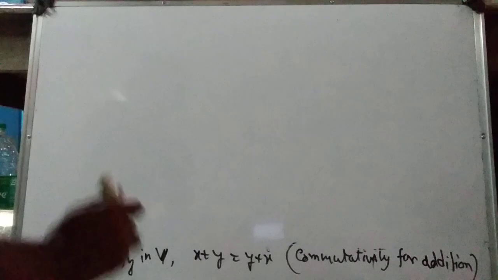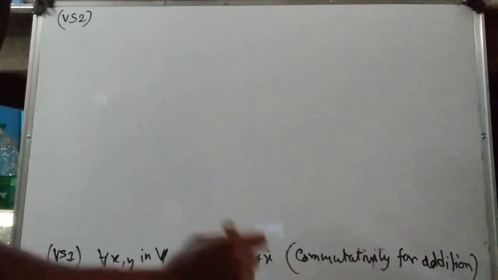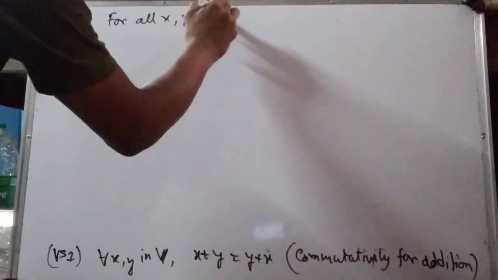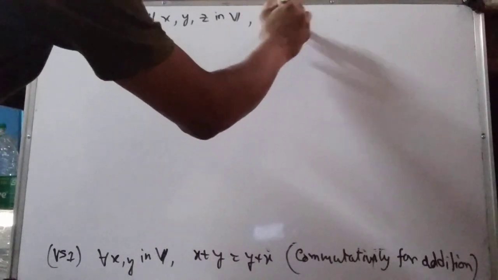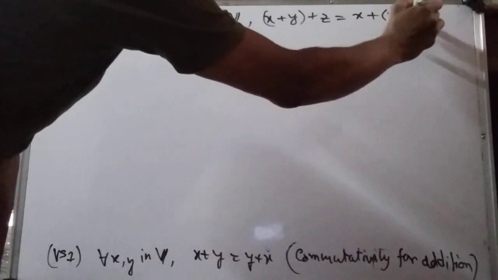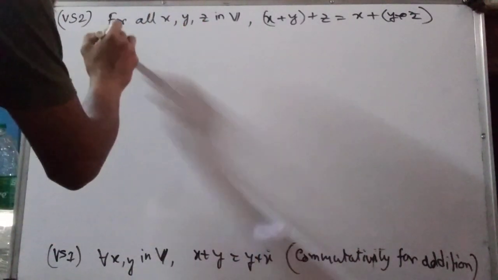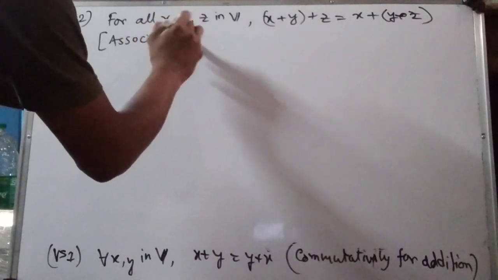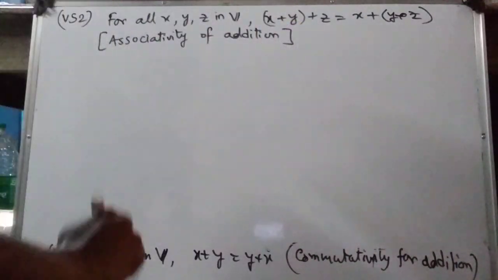Now second, VS 2: for all x, y, z in V, (x plus y) plus z equals x plus (y plus z). This one is associativity of addition.